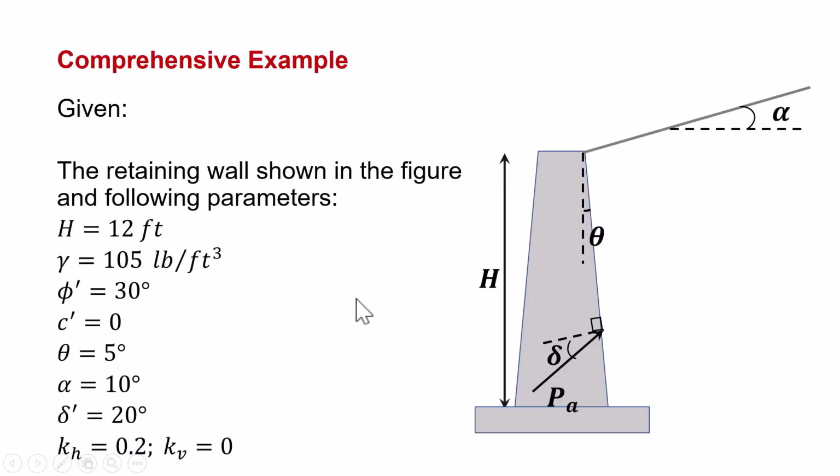In this video, I will solve a comprehensive example for lateral earth pressure, which includes a sloped ground and a wall that is not vertical. The parameters given for the problem are shown here.